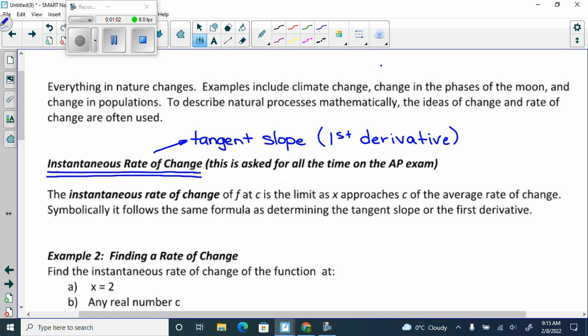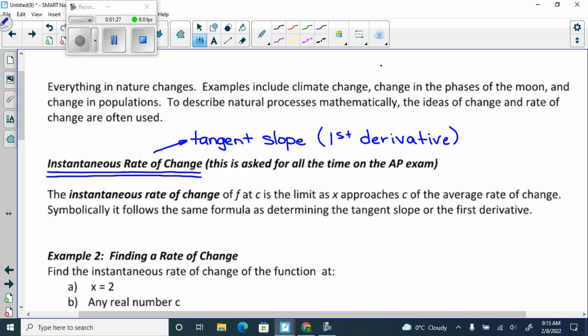So instantaneous rate of change, you're going to find the tangent slope. And then if they want it at 3, you plug 3 in for x. If they want it at 7, you plug 7 in for x. If they want it at 4, you plug 4 in for x. Okay? The instantaneous rate of change of f at c is the limit as x approaches c of the average rate of change. The average rate of change is your normal slope. If you take the derivative of that, you get your instantaneous rate of change.